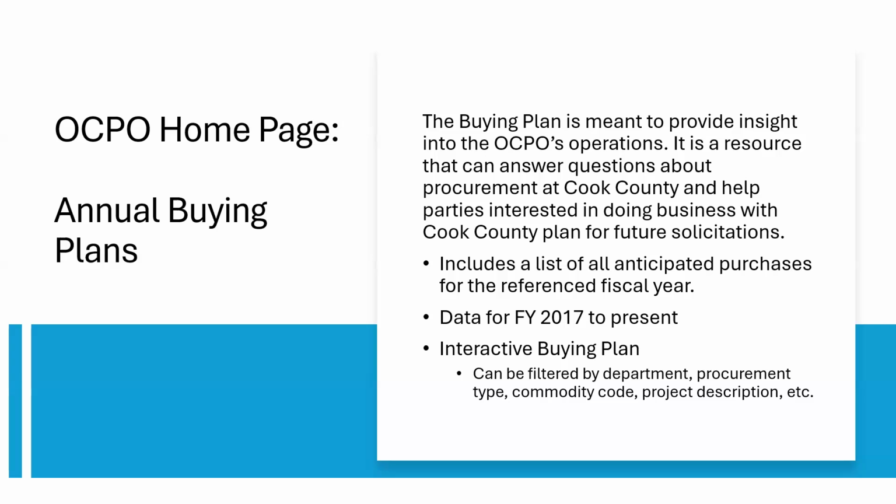There's also an interactive buying plan that's just an Excel document that you can filter the same way you can the other sites that I mentioned, by department, by project number, and things like that. So that's another really useful tool and a good starting point when you guys are trying to figure out when things are going to be posted that meet your interest.